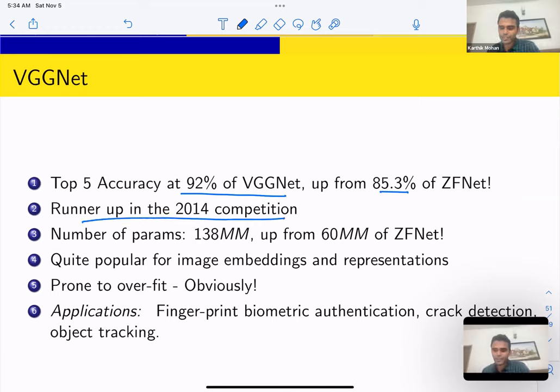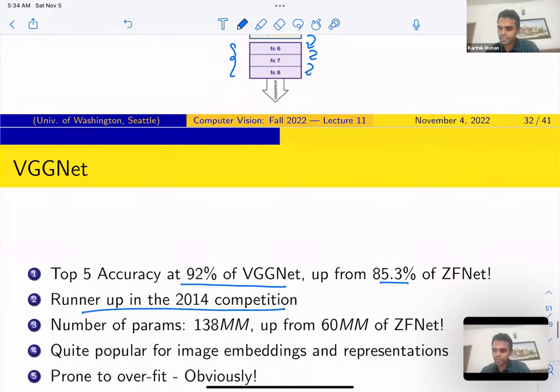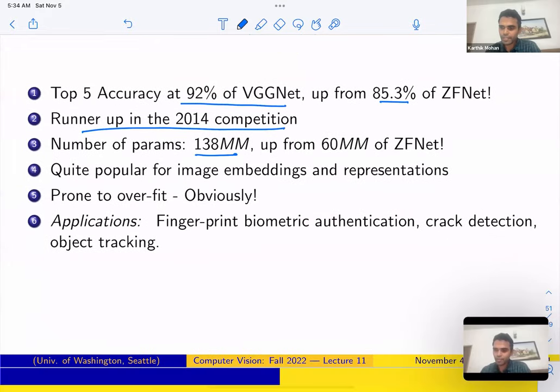And obviously, if you're doing so many expansions, you probably have a lot of parameters. The number of parameters went up to 140 million from 60 million for ZFNet. And these days, even though VGGNet came up in 2014, people have been using it for image embeddings and representations. So it's still been quite useful in 2022. You can use it for your mini project if you like, although it is prone to overfitting, so you have to take care of that, and it might take more time to train as well. It's prone to overfit, and for obvious reasons, you have increased the number of parameters, so there's more reason to overfit.